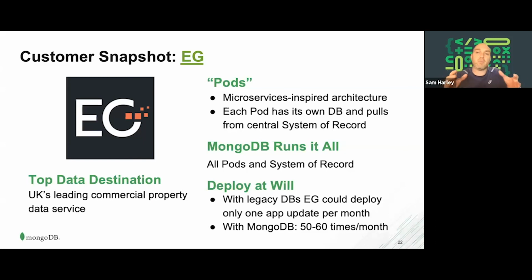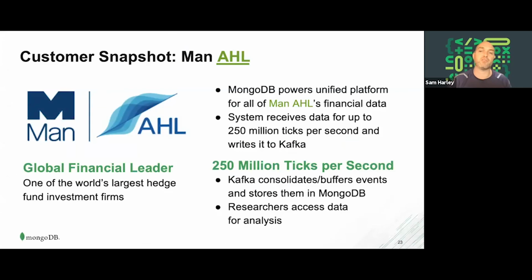Another customer example is EG, which is the UK's leading commercial property data service. EG has made MongoDB the center of its event-driven architecture and runs its business on a microservices-inspired architecture named pods. Each pod maintains a local instance of the data that it needs, pulling that information from a centralized system of record that stores things like transactions, locations, market data, property information, and all data product pods in the system of record runs on MongoDB.